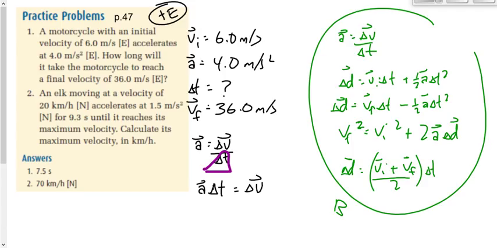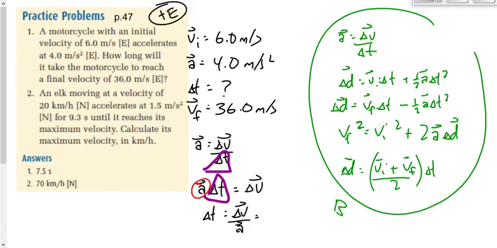Now, we're still looking for delta t, but now we can follow our rules. First rule, get rid of what's not attached. What's not attached to t? Nothing. Everything's attached. Okay, what is attached? a. So let's divide by a, because it's multiplied by t. So t becomes equal to delta v over a.